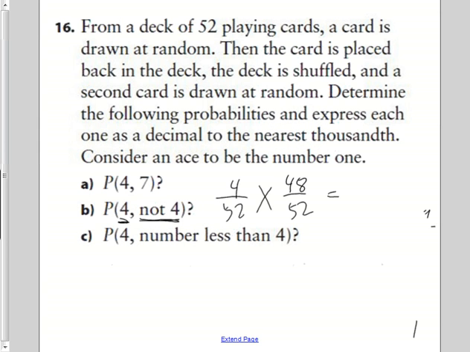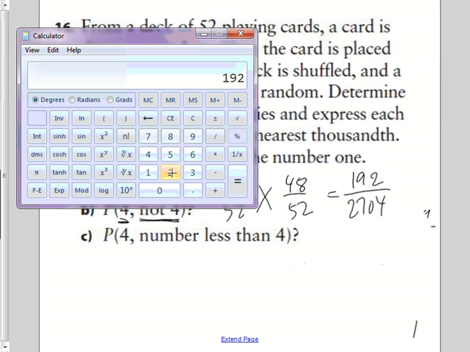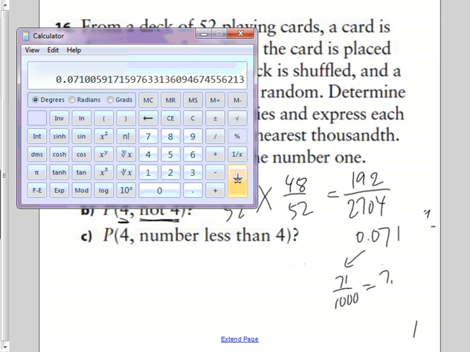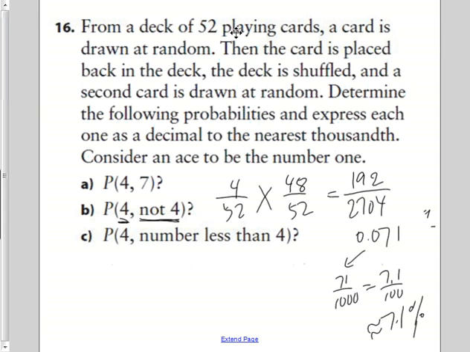But the job is to multiply them together. 48 times 4 is 196. No, it's not. It's 192. 52 times 52, we just did it. It's 2704. So the probability of drawing a 4 on your first and then not a 4 on your second would be that as a fraction. But more importantly, as a decimal, is 0.071, which is 71 thousandths, which is 7.1 hundredths, which is 7.1% approximately. Okay? Does that make sense to people? Yeah? So significantly greater than the first event of drawing a 4 on the first and 7 on the second.